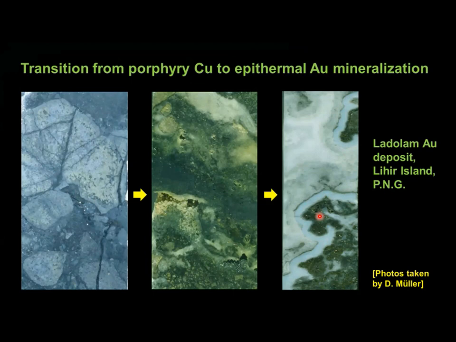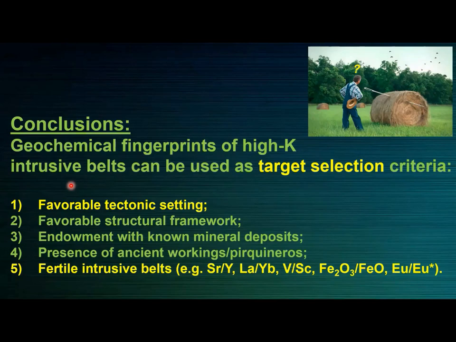So just to close up, the conclusions are that the geochemical fingerprints of these potassic intrusive bodies can be used as target selection criteria. It might help you in exploration to find the famous needle in the haystack by looking at the favorable tectonic settings, and the geochemical fingerprints of the potassic intrusions can help you with that. It's also important to look for favorable structures, of course, or the endowment with known mineral deposits when you go to a new area, or the presence of historic workings. But the potassic intrusions can also help you with their geochemical fingerprints to find out the fertile intrusive bodies by using these ratios that we just talked about.